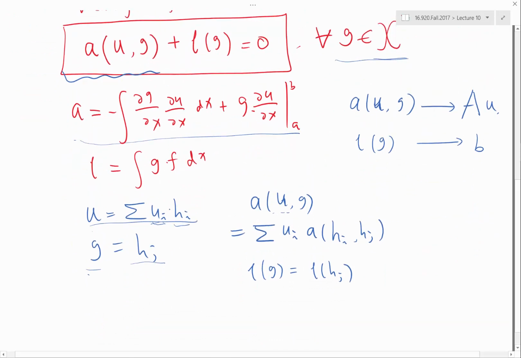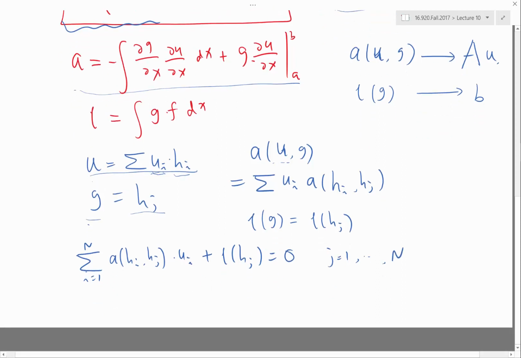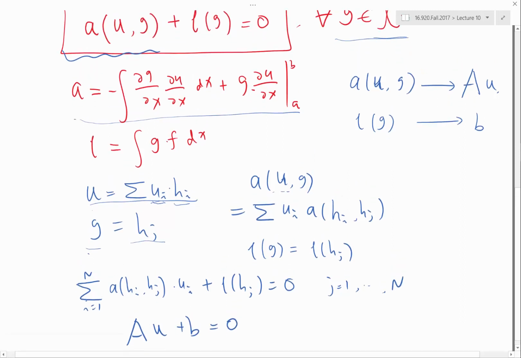Okay, so once we do that, we can see that this weak form now becomes summation of A HI HJ times UI plus L of HJ is equal to 0 for I goes from 1 to n, and j has to be equal to 1 to n. So this naturally becomes AU plus B equal to 0. All right?